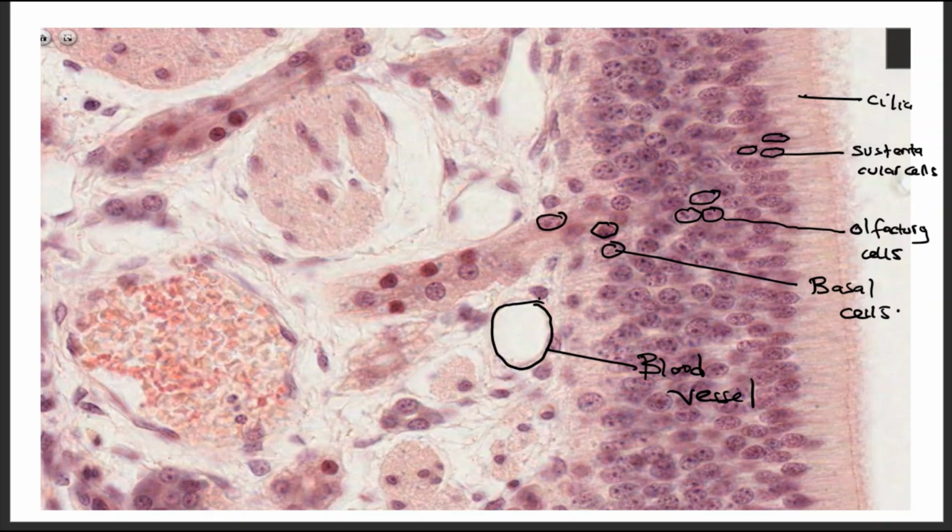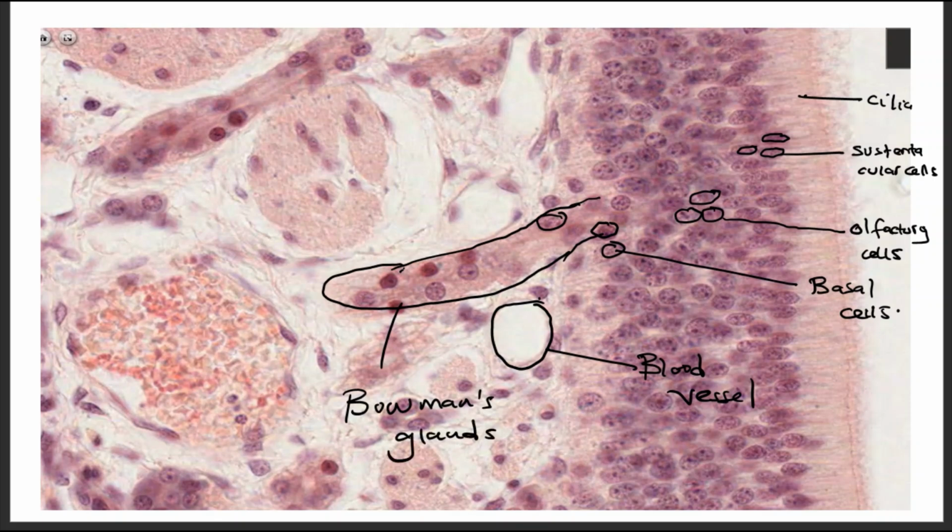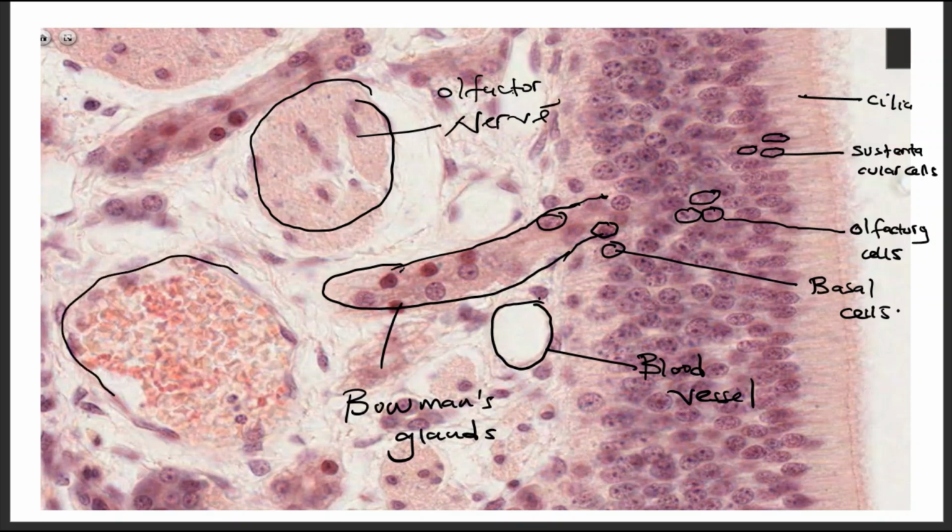All right, and then these, what you see, these are glands. So this is a Bowman's gland. It produces mucus that will go and moisturize and secrete its secretions to the epithelia. What we see here, this is a nerve, olfactory nerves. So these are olfactory nerves. This one here is a blood vessel.